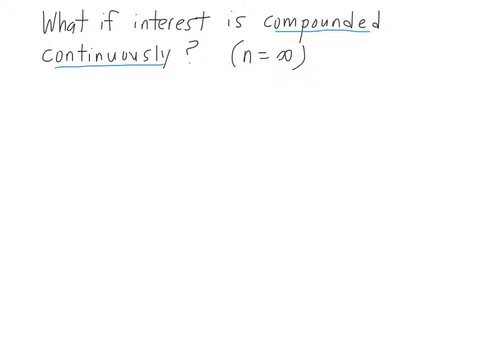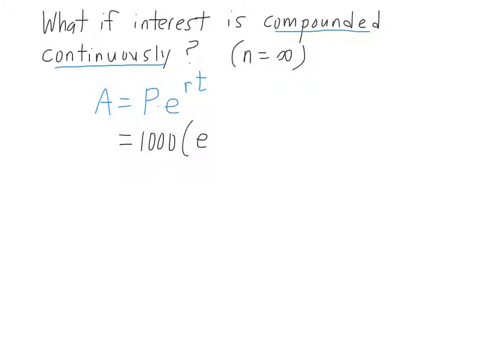So if it's compounded continuously, we actually have a different formula to use here, and it is A equals P times e raised to the rt. So we call it PERT, okay? So the variables still represent the same thing. Now you would think that it would make a huge difference if we were compounding the interest every millisecond. Well, let's see what happens.